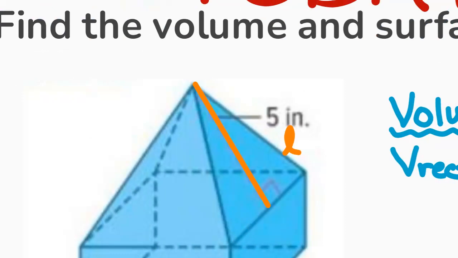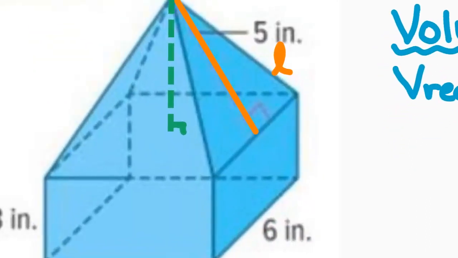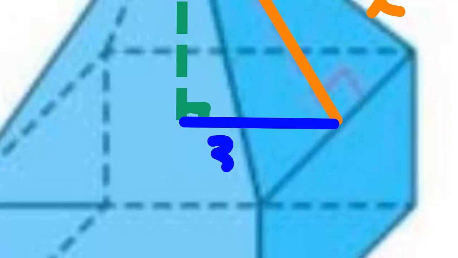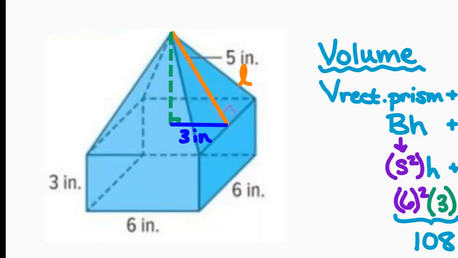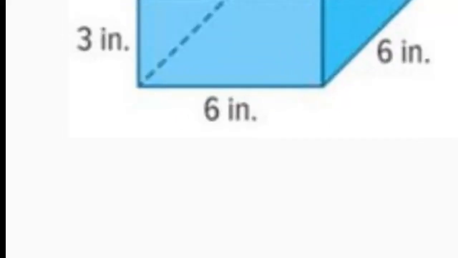But I need this right here. It's going to hit the exact center of that base. It's going to make a right angle when it hits the base. In order to find that using the Pythagorean theorem, I'm going to need to know this distance here. How big would this be? 3. Because it is a square base, the center is going to be equidistant from all my sides, so it's going to be half of all of my sides. So 3 inches.